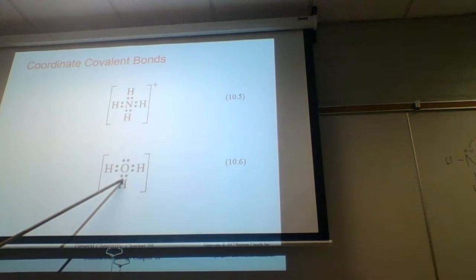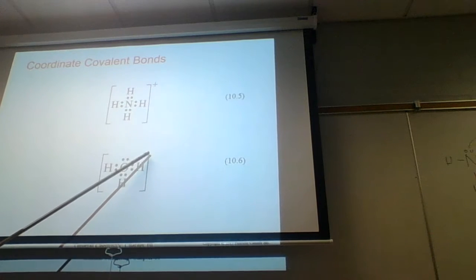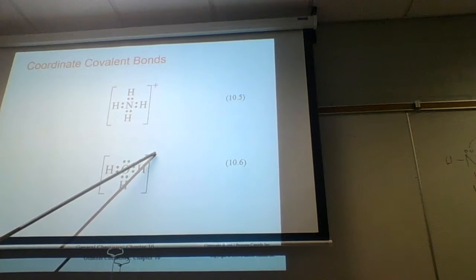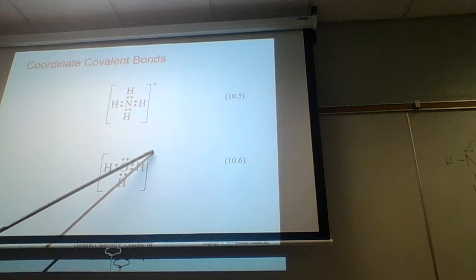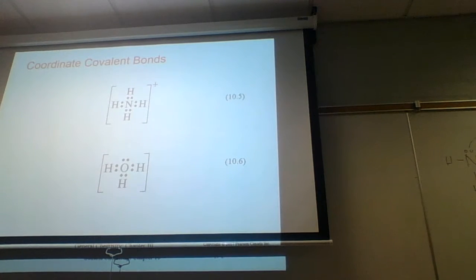Hydronium here is another example where we take a water and add an H plus to form hydronium. There should be a positive charge here that was lost. So H3O plus. And so coordinate covalent bonds here.